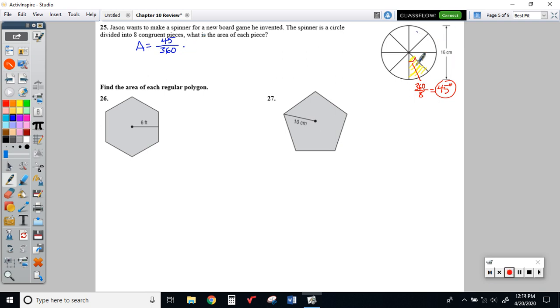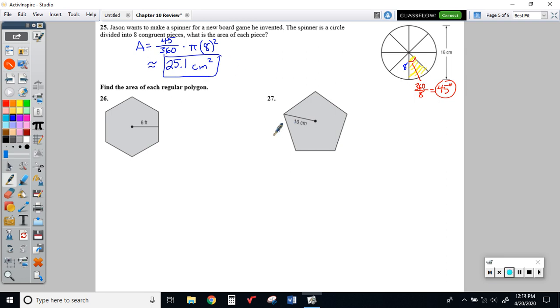It's 16 all the way across. That means the diameter is 16, which means the radius is 8. So we'd have times pi and 8 squared. And so you'd have 1/8 times, this would be 64. So that would end up being 8 pi, which is approximately 25.1, and this would be in centimeters squared.